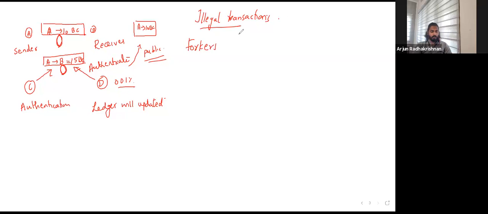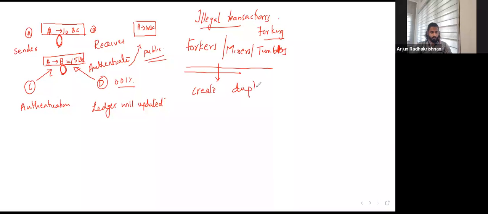This process is just like fake currency, where we print fake currency. Similarly, it is possible to create fake bitcoins. So creating fake bitcoins is called forking, and the people who do that are called forkers or mixers or tumblers. They create duplicate bitcoins or duplicate cryptocurrency.